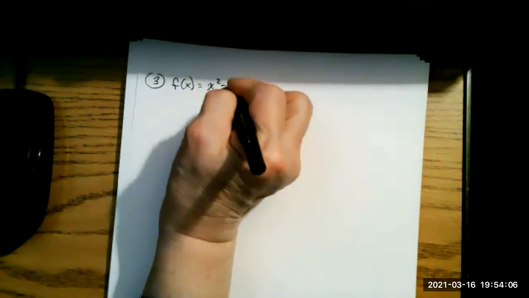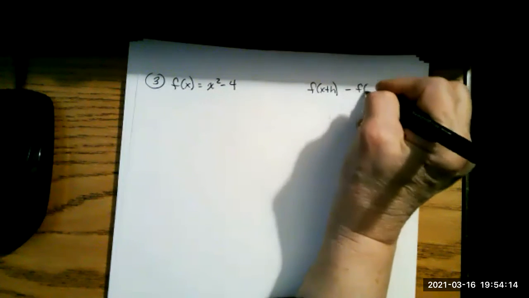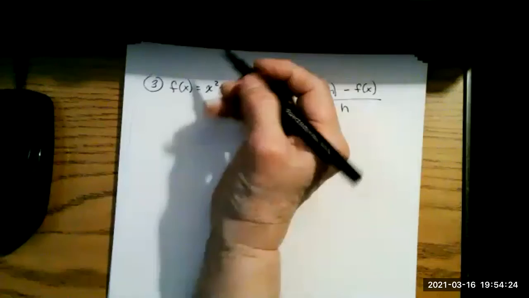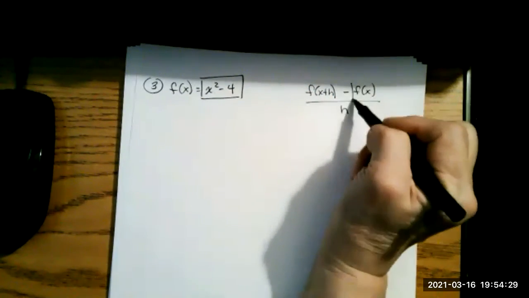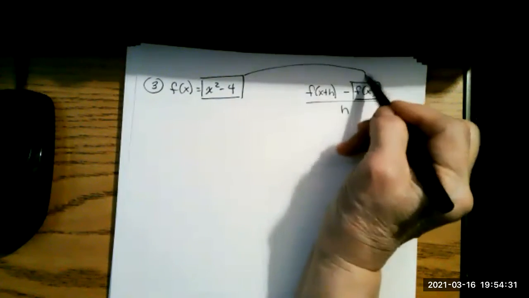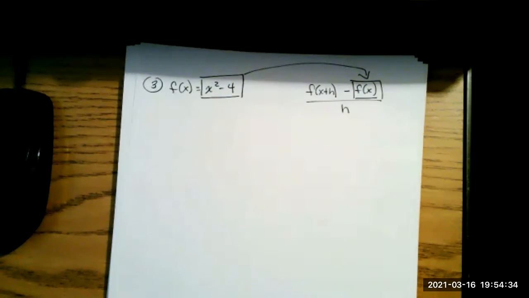Let's do number 3. It's a little bit harder. It's f of x equals x squared minus 4. And you want to do the difference quotient, and they give you the difference quotient every time. They say, put this in the difference quotient, simplify, and do the answer. All right, so remember, the f of x they're going to give me. So in a minute, I'm going to take this out, and I'm going to put it over here where that f of x is. Remember that? I'm going to do that in just a minute. That's going to go in that spot.